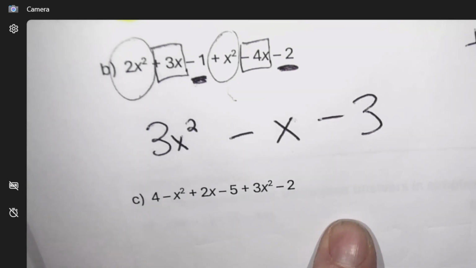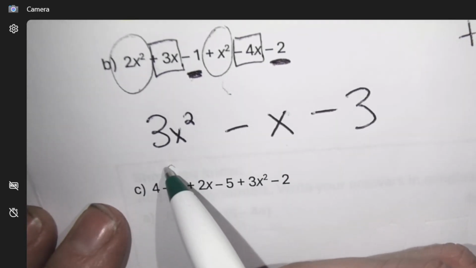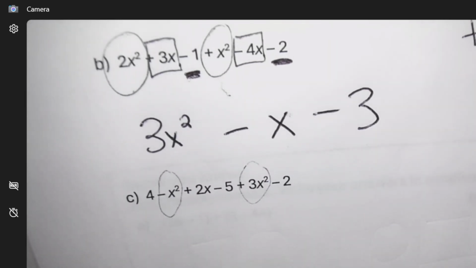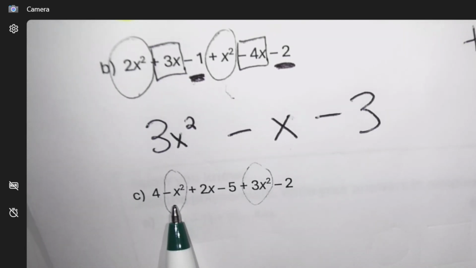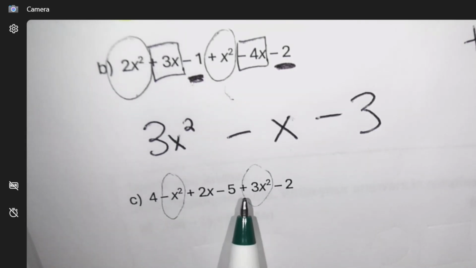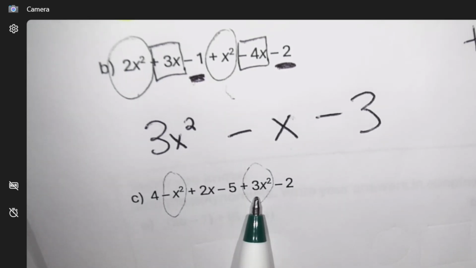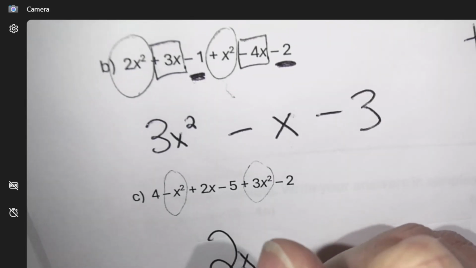What's like each other here? X squared, 3x squared. So I have some x squareds and x squared. Those are going to be put together. So I had a negative x squared and then I added 3 of them. What are you at? Positive 2x squared.